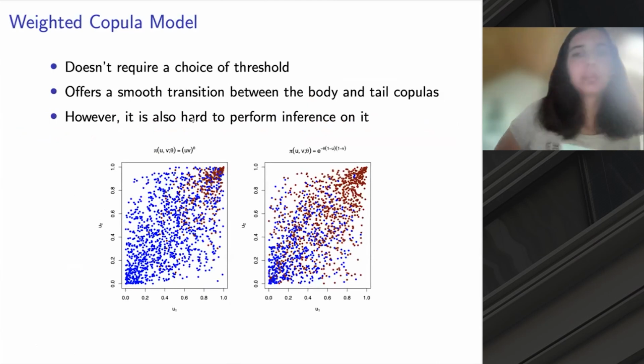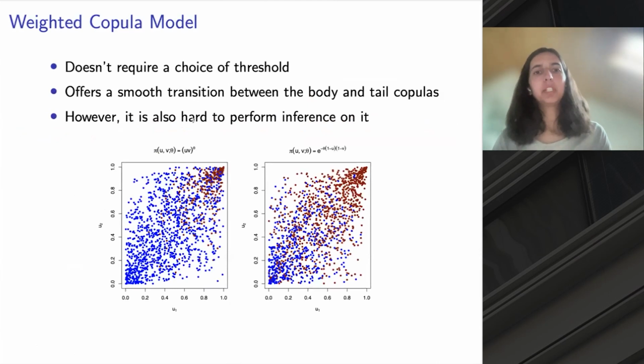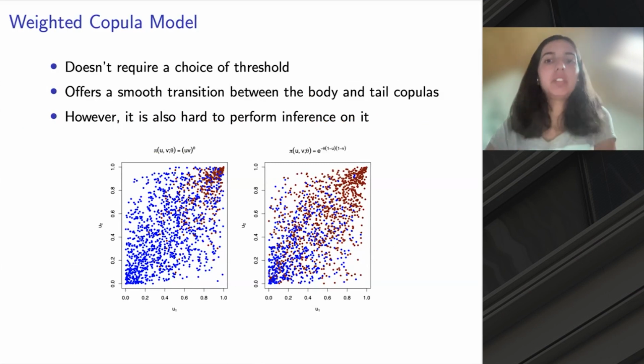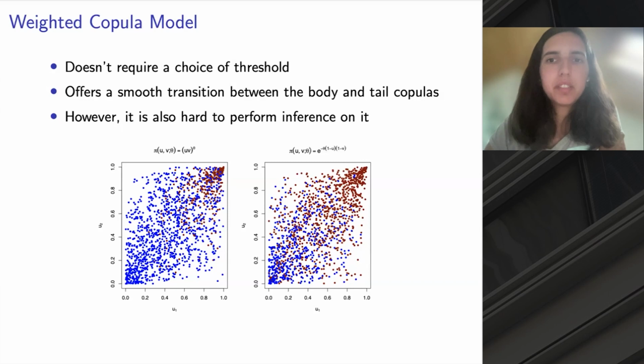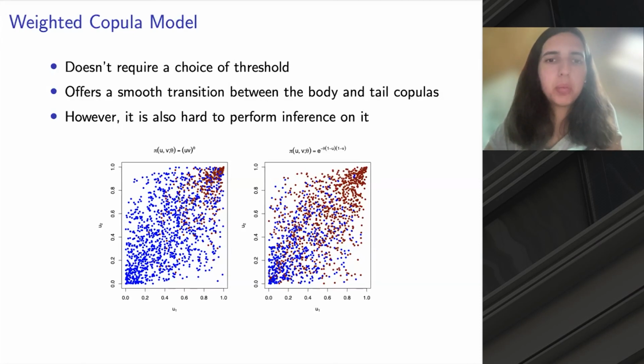And here are two different examples of this model with different weighting functions. Both are increasing in U star and V star. We can see that there is a difference depending on the weighting function. There is more of an influence of one of the copulas. On the left-hand side, we have more influence of the body copula, and on the right-hand side, of the tail copula, but you can see that we have points of each copula along the unit square in both cases.